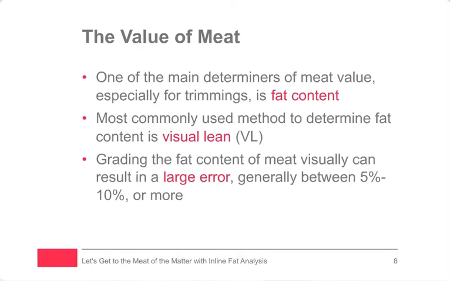And the most commonly used method to determine this fat content is by eye. It's called visual lean. Indeed, when the meat is sold or purchased, its value is determined by its VL rating. The challenge with this, though, is that grading the fat content of meat visually often leads to a large error, somewhere between 5 or 10% or more. But what is the effect of this error?